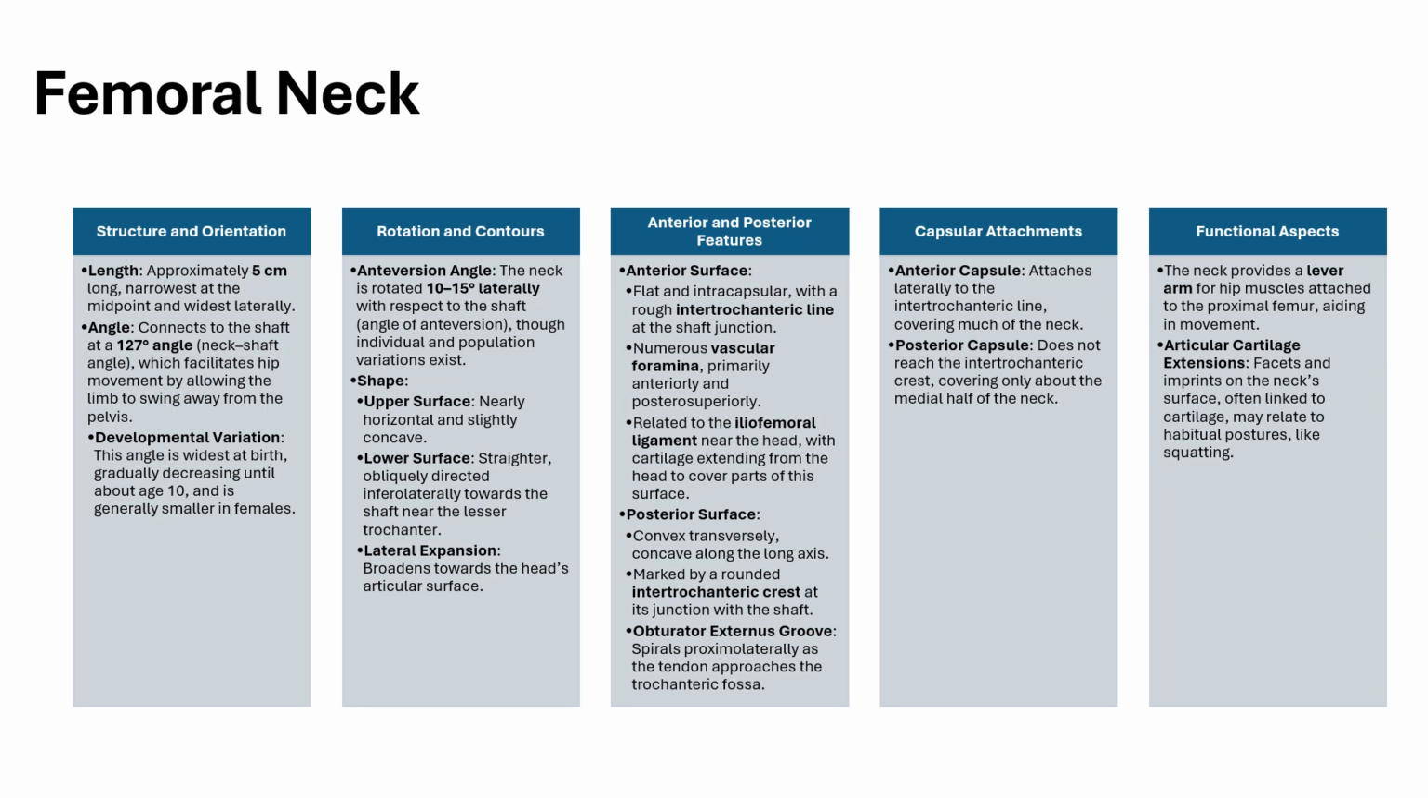Capsular attachment. Anterior capsule is attached laterally to the intertrochanteric line, covering much of the neck. Posterior capsule does not reach the intertrochanteric crest, covering only about the medial half of the neck. Functional aspects: the neck provides a lever arm for the hip muscles attached to the proximal femur, aiding in movement. Articular cartilage extension: the facet and the imprints of the neck surface are often linked to the cartilage and may relate to habitual posture like squatting.